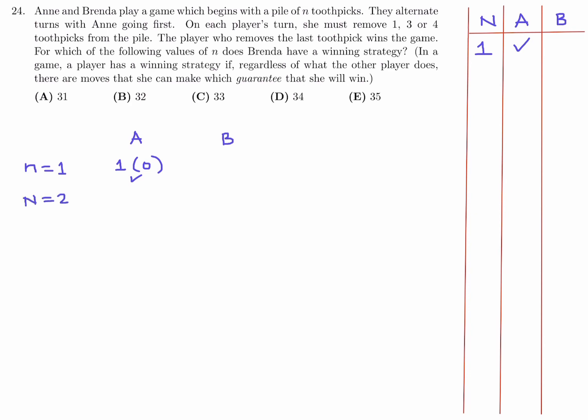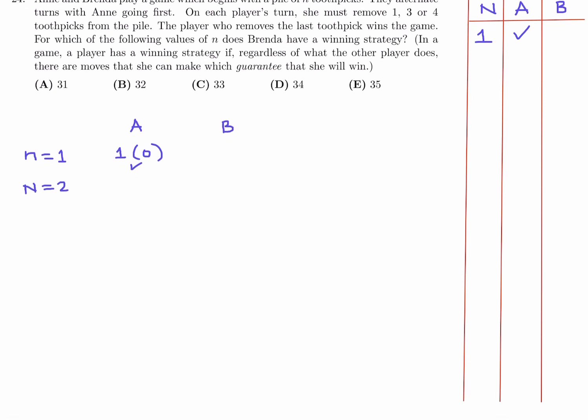N equals 2. Let's say Anne chooses 1. That's the only thing she can do, because she can only remove 1, 3, or 4. Those are the only choices she has, and also the only choices Brenda has. If she removes 1, there's 1 remaining. I'm putting what's remaining in the brackets. Brenda just removes that, and there's 0 remaining, and Brenda wins. So for N equals 2, Brenda wins.